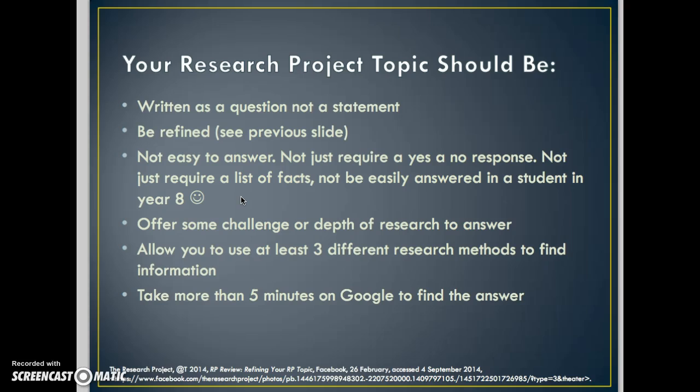Should allow you to use at least 3 different research methods to find information. So if you are only going to be able to use the internet to research your topic, it's not a good topic. You need to choose something else. And it should take more than 5 minutes on Google to find the answer. So a good test is to try and Google the answer to your question. If it takes you less than 5 minutes on Google to find the answer, pick something else. That's what I would recommend.